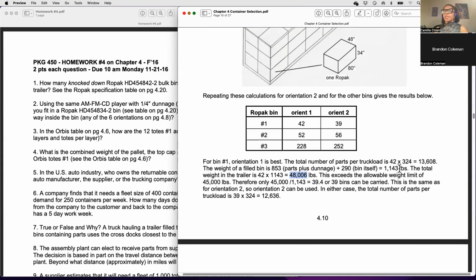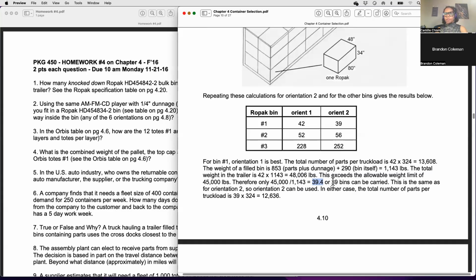1,143 again is the weight of one bin with parts and dunnage total. So they backed into it that way to say, okay, I can't do more than 45,000 pounds. I know each bin weighs 1,143 pounds. So what's the max number of bins I can get on this? It's 39.4. You can't have a partial bin, so you're down to 39 bins. That brings you a little bit below the 45,000 pounds.